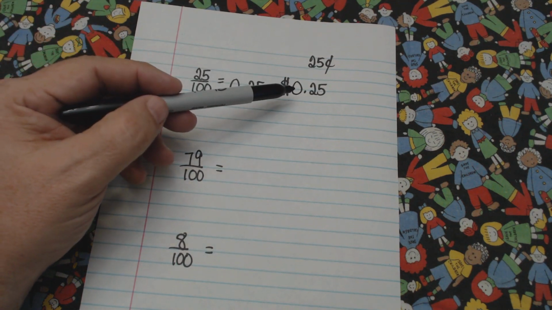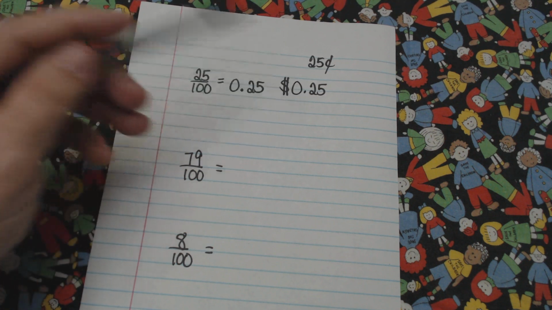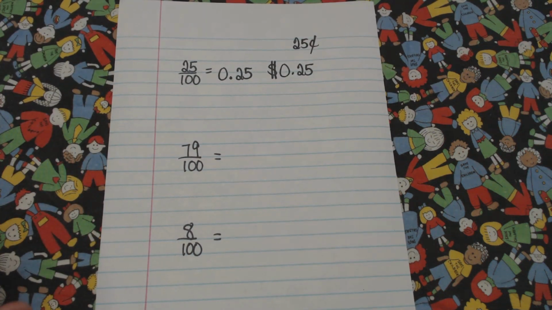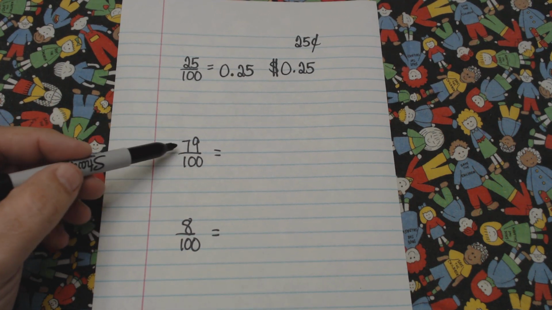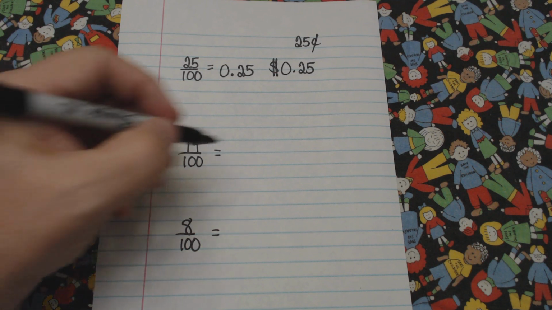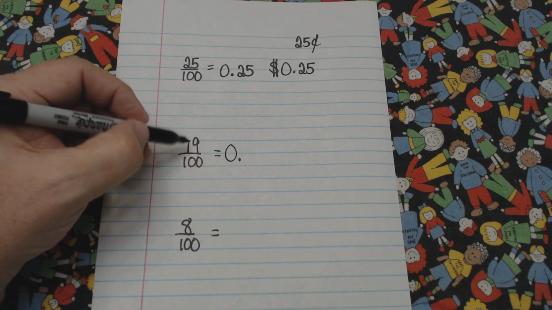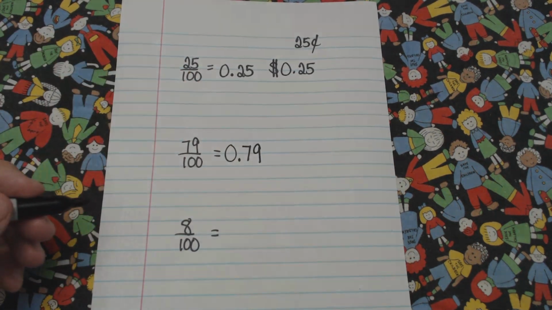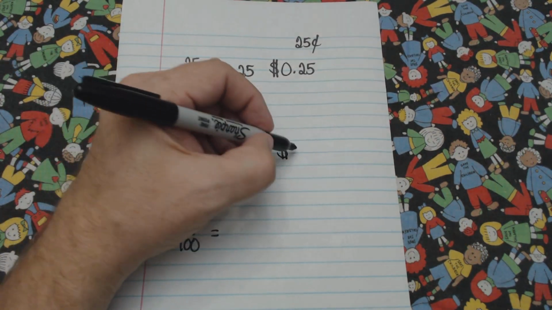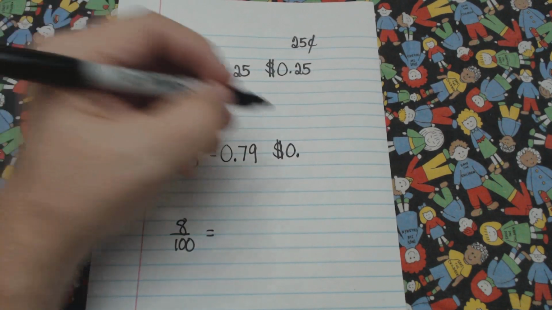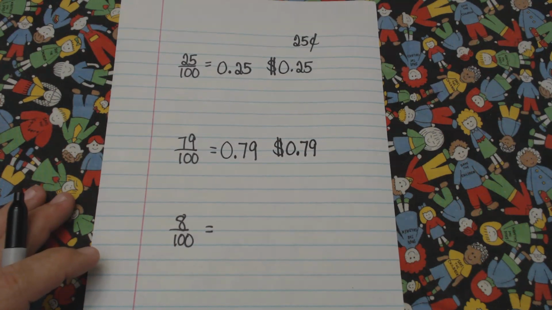And when we're dealing with decimals, we write 25 cents like this, $0.25 of a dollar. What about the next one? 79 hundredths. Again, it's less than 1 whole, so 0. And now our decimal part, 79 hundredths. And to write that as money, we have our dollar sign. It's less than a dollar, so $0.79, or 79 hundredths of a dollar.